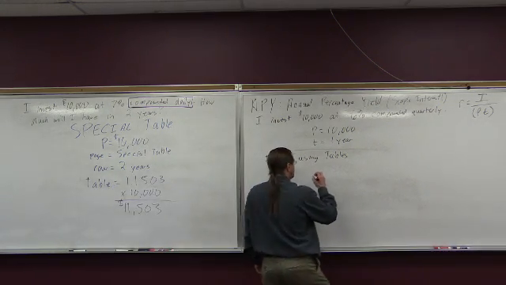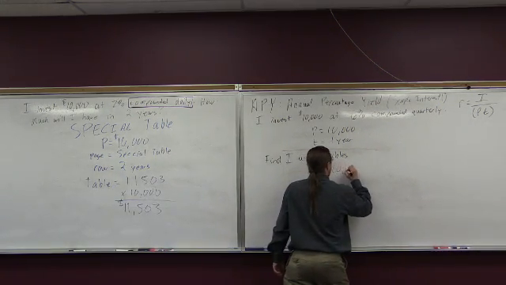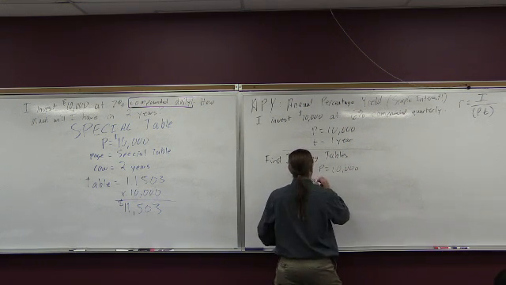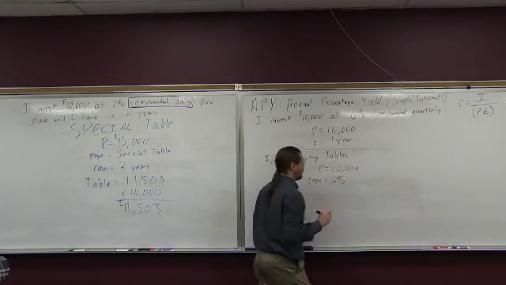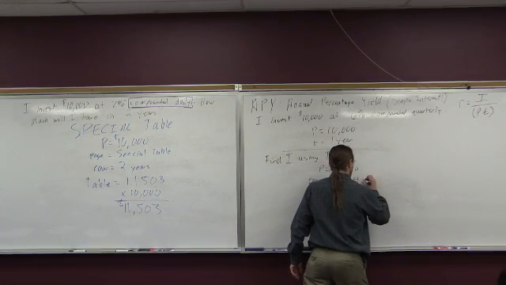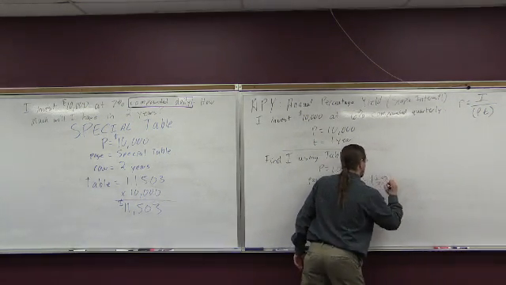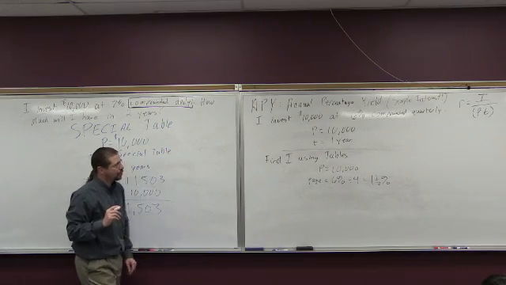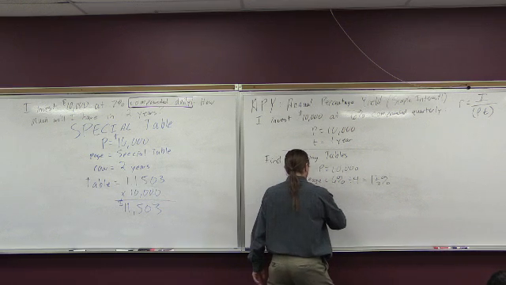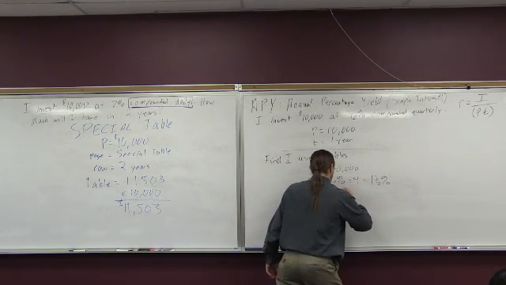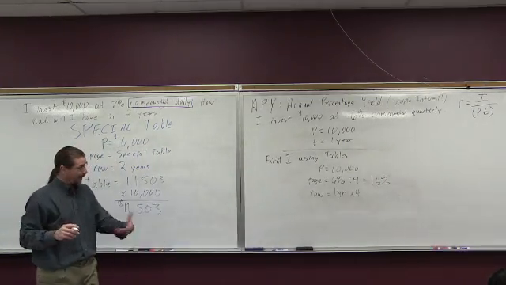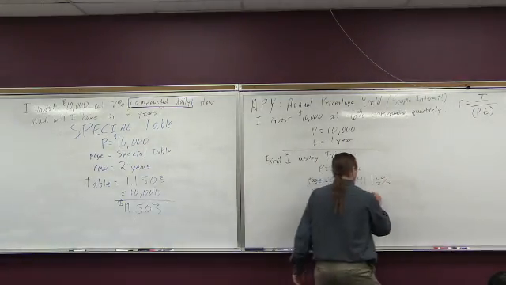So, P is 10,000. What page am I going to go to? Start with the 6%. Since it's compounding quarterly, we divide it by 4. We're on the 1.5% page. What row am I going to go to? Why 4? It's 1 year, so we're going to do 4 compounded periods. We are on row 4.